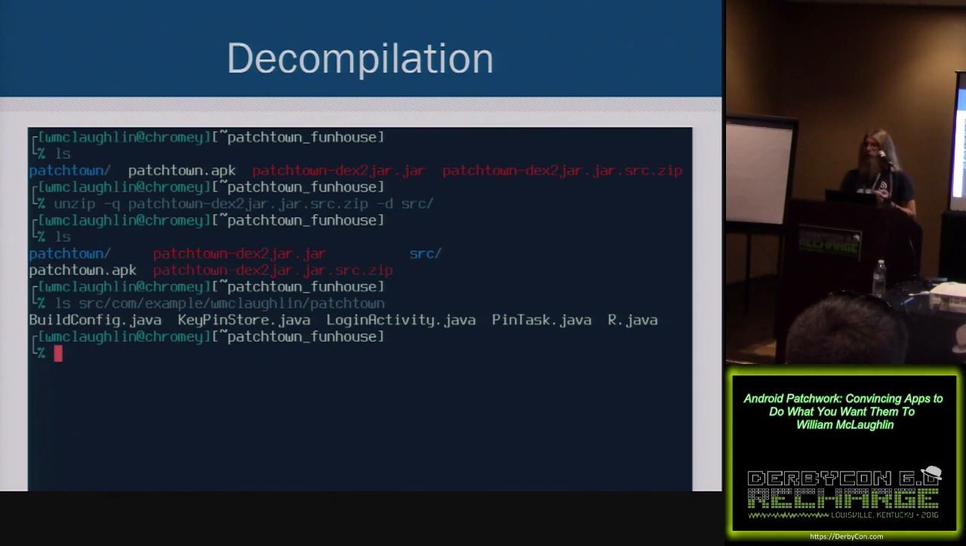R.java we don't care about. It's automatically generated as part of the Android build process. BuildConfig we also don't care about because it's not specific to this application. So we're left with 3 files: KeyPinStore, LoginActivity, and PinTask. These are the 3 files that are going to hold the logic that we need to change.